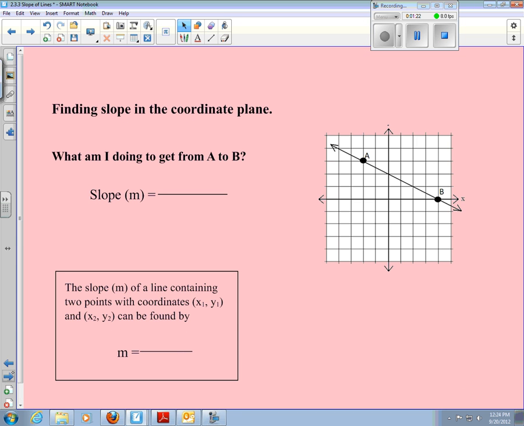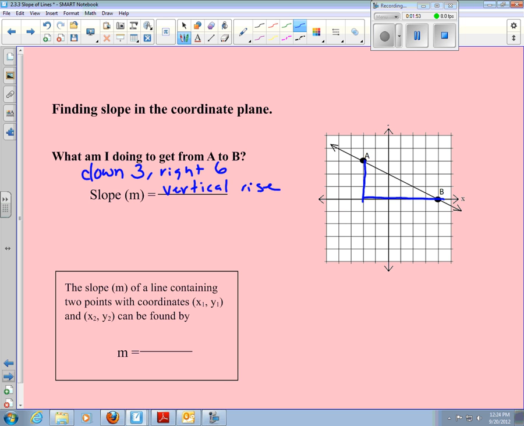All right, so let's find slope from a coordinate plane. If we look at this picture, I want to know, what am I doing to get from A to B? Well, I'm going to go down 1, 2, 3, and then to the right 1, 2, 3, 4, 5, 6. So I went down 3 and right 6. And in your notes, remember that slope is vertical rise over horizontal run.